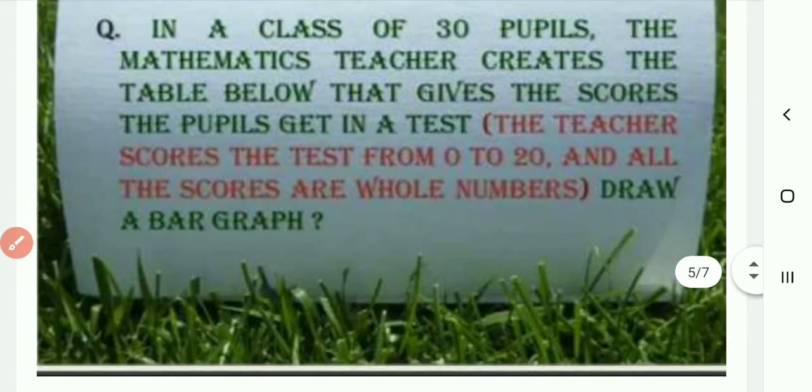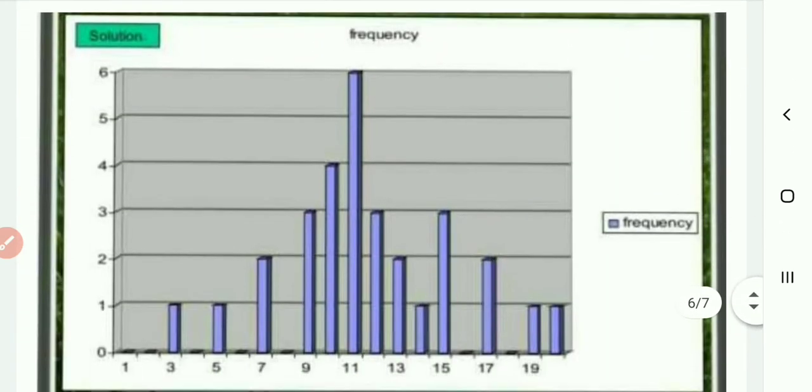Now an example of a bar graph. In a class of 30 pupils, the mathematics teacher creates the table below that gives the scores the pupils got in a test. Here the marks obtained by the 30 pupils in the mathematics test are given, and the teacher makes a bar graph to show the marks. See how, here is the solution.